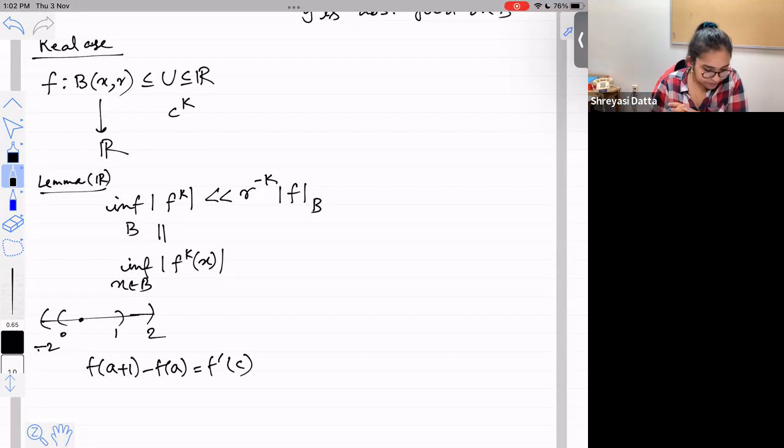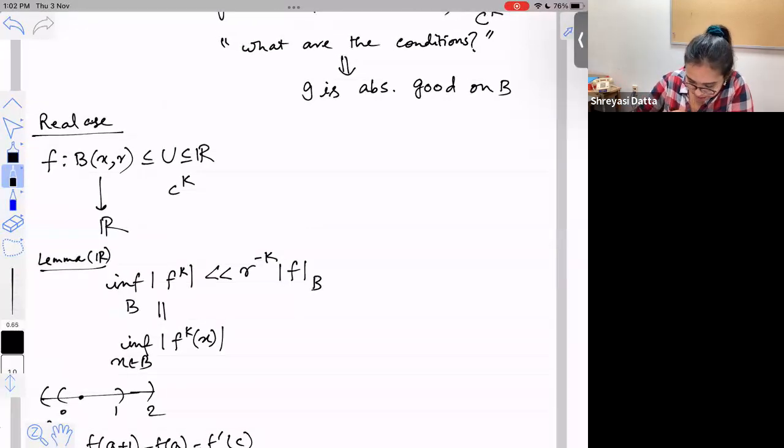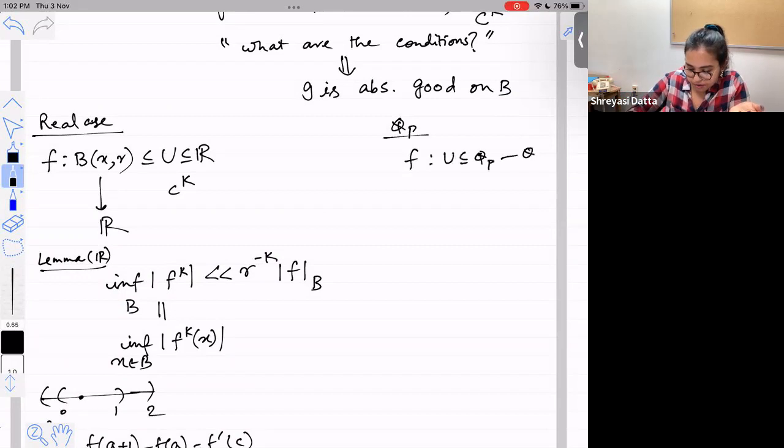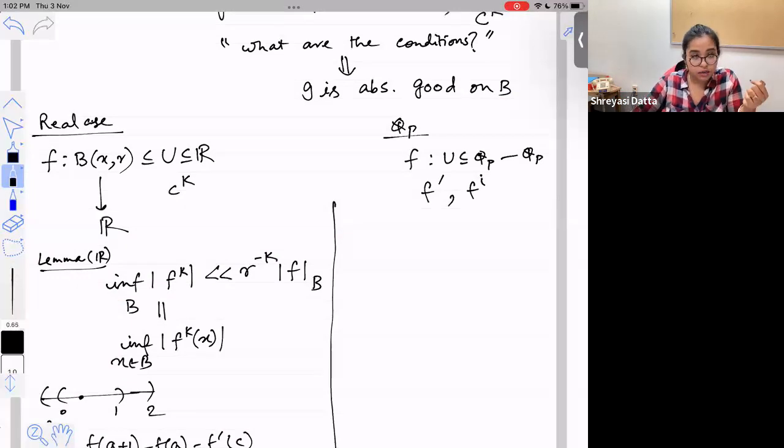Now what is the situation in the case of Q_p? First of all, the mean value theorem is not there. But you can talk about the definition of differentiability: you can just define differentiability as you would in the case of R, with the same definition of f prime. But since there is no mean value theorem, you can actually define a stronger differentiability condition, namely this.